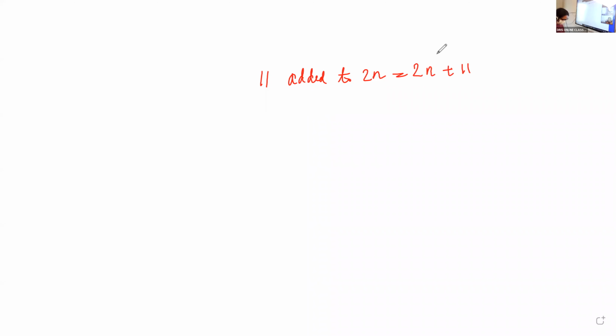Okay. Now, next, I'll write it down. Listen carefully. 11 subtracted from. Don't hurry. 11 subtracted from 2m. 2m minus 11. Now, are these two concepts exactly clear to you?